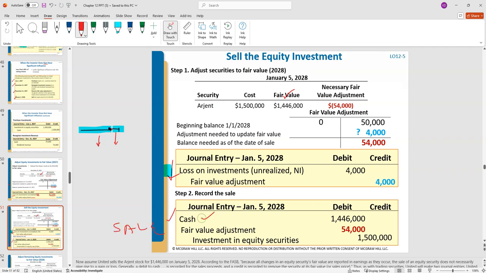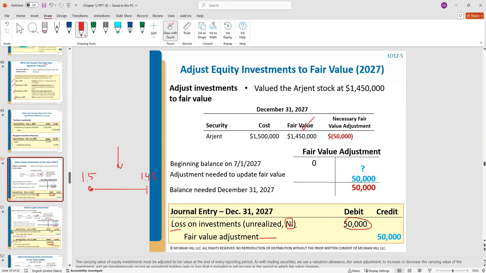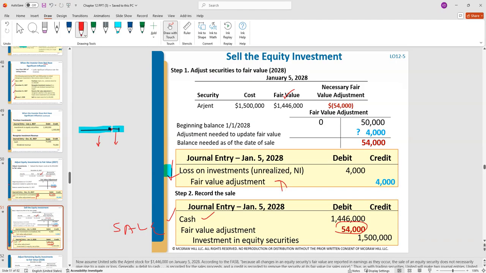All right, we sell it, debit cash. We get rid of that fair value adjustment, right? We teed it up once, teed it up twice. Now we can get rid of it and get rid of the investment on there. The gain or loss, right, we don't recognize on the actual sale because, again, we did that throughout as we tracked the fair value.